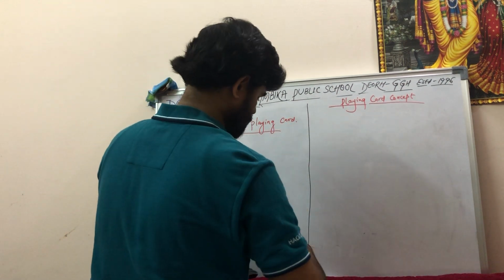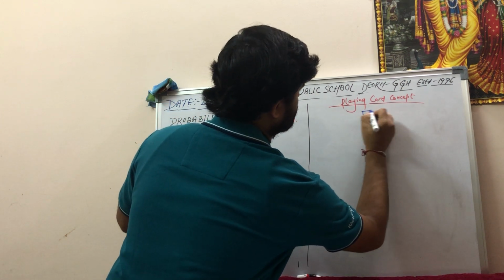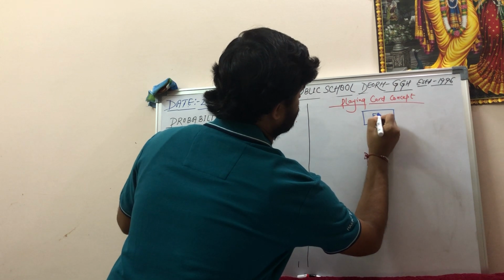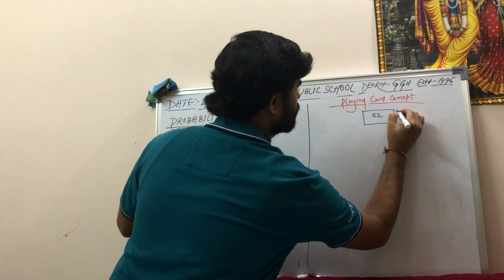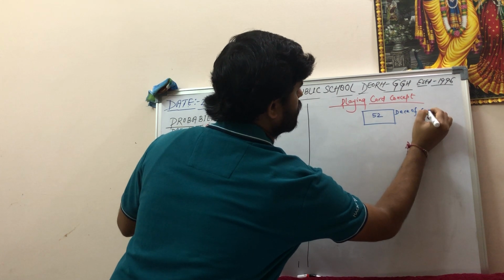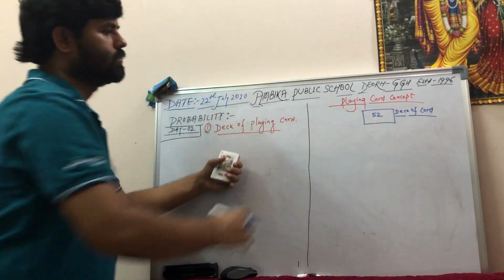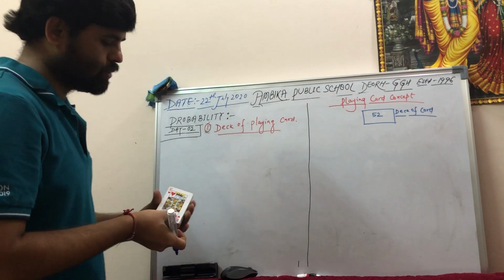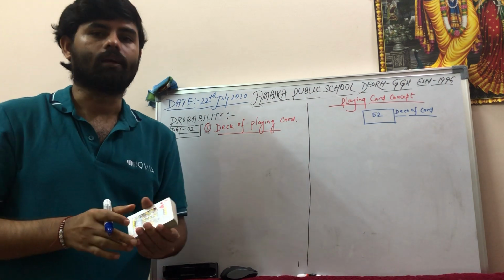Deck of card, 52. 52 is a deck of card. Deck of card means this is the deck of card. How many cards are there? 52.